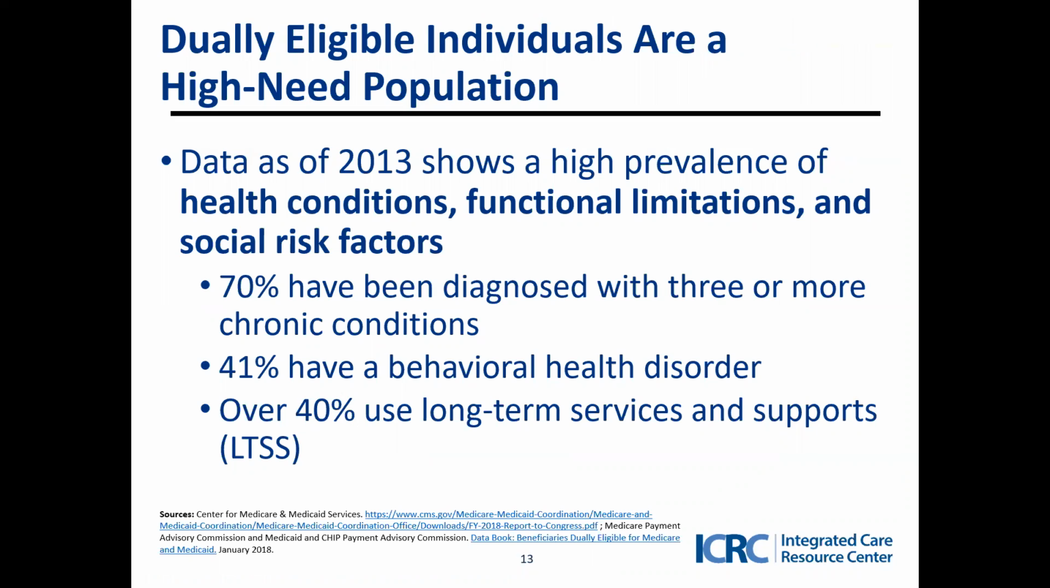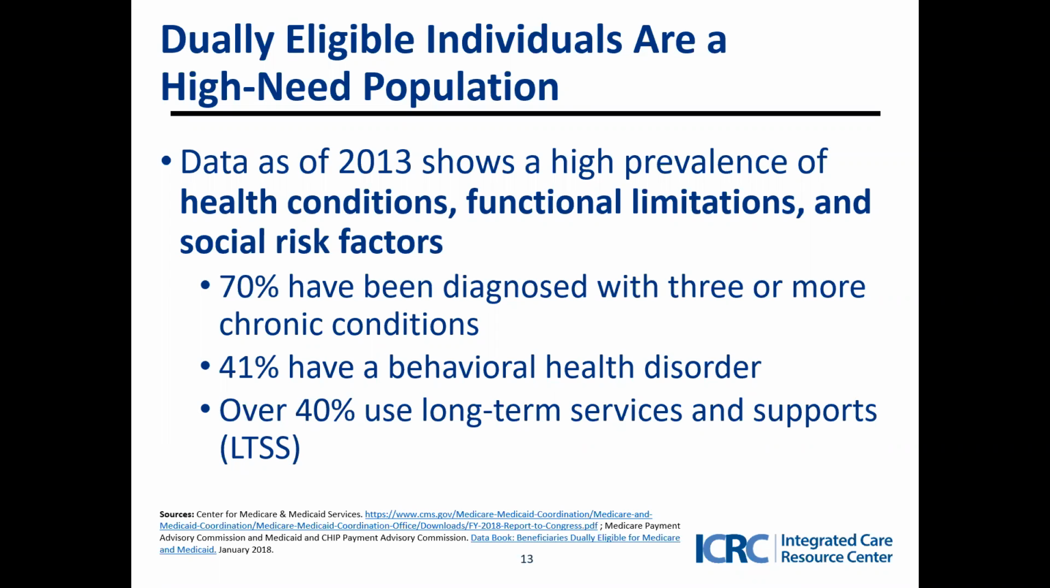States should pay close attention to their dually eligible individuals because they are a particularly high-need population. This population has a high prevalence of health conditions, functional limitations, and social risk factors. For example, 70% of this population has 3 or more chronic conditions, which can include diabetes, heart disease, asthma, and many others.